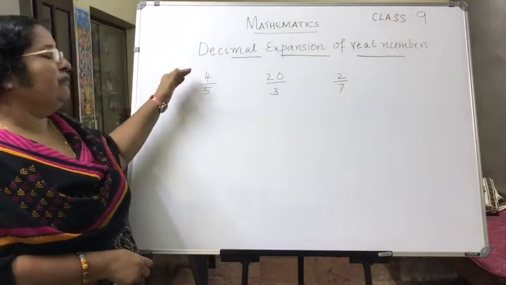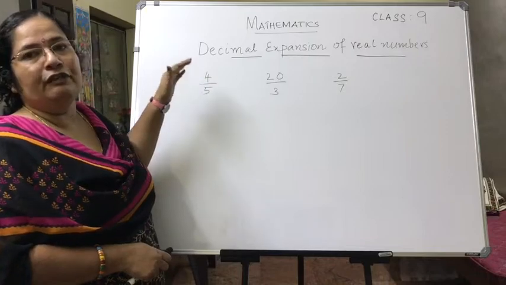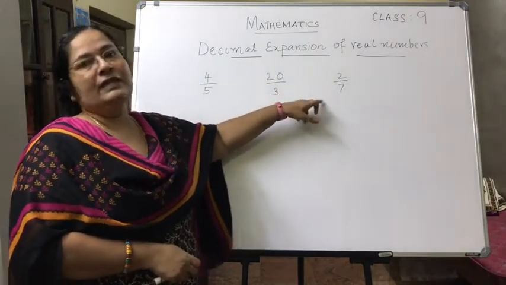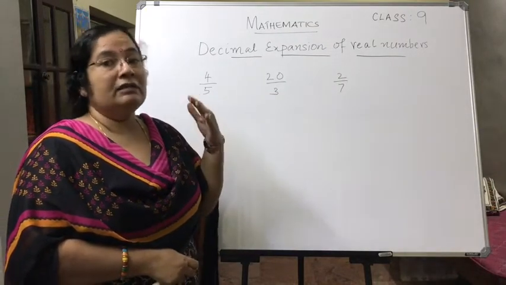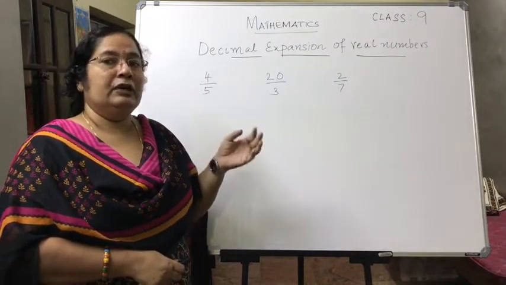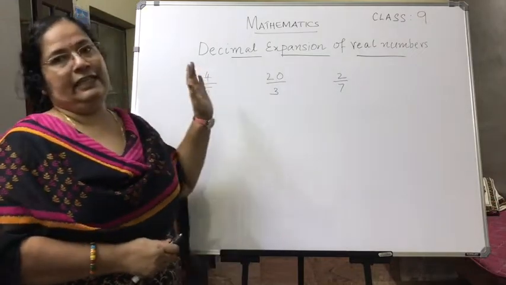Now what does this mean? 4 by 5 means it is a part. You are going to divide 4 with 5. Here you are going to divide 20 with 3 and 2 with 7. So when you are dividing, you will get a quotient. The quotient may have a decimal part. We are going to concentrate on the decimal part of that quotient. So let us first divide and see.